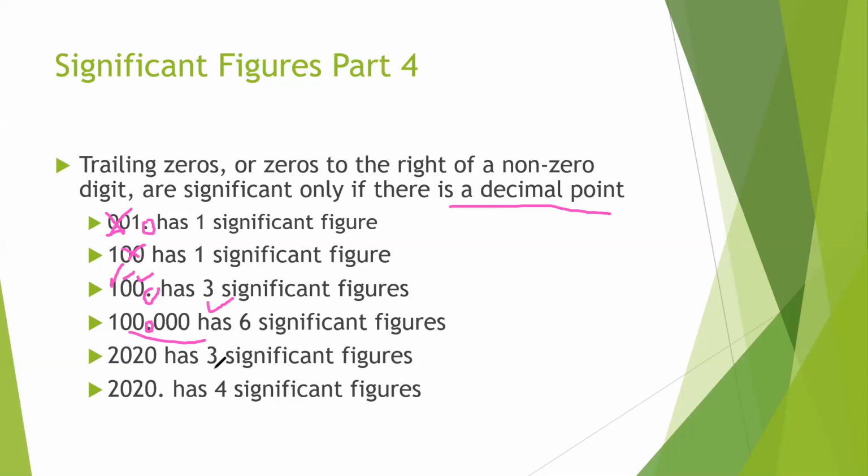2020, the 2s are significant. This is a captive 0, which is between 2 sig figs. That's significant. And the last one, this is a trailing 0, and it's significant only if there's a decimal point. There's no decimal point, so that's not significant. So there's 3. However, if we add a decimal point, all 4 of these become significant. So we have 4. A decimal point basically says we have a more precise equipment and we can measure it more precisely.